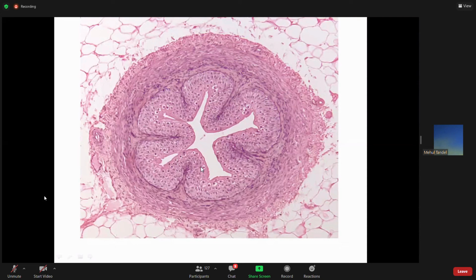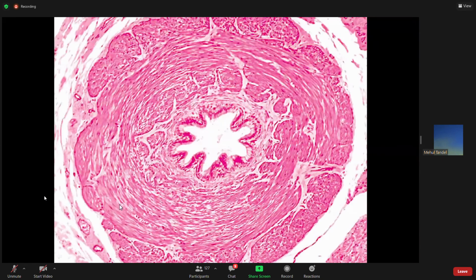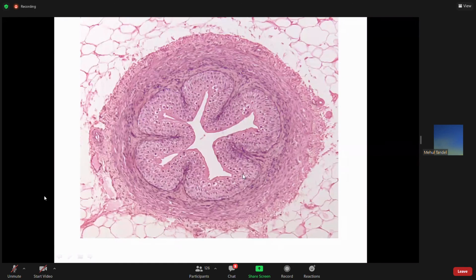In vas deferens the epithelium will be different, and there is a very thick muscle layer. See, vas deferens has a very thick muscle layer, and the epithelium is thin and pseudostratified columnar. And the ureter epithelium is thick, a transitional epithelium, and a thin muscle layer. So this is the main difference between the vas deferens and ureter. This is ureter.